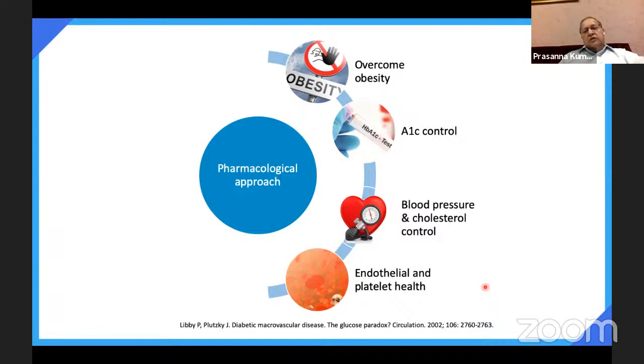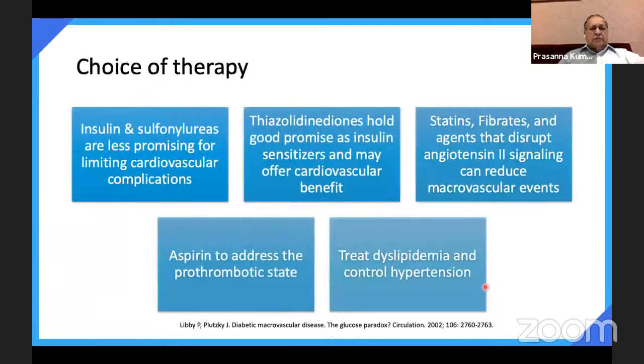As we know, there are clopidogrel and aspirin, many drugs which will preserve the endothelial cell as such. We have many choices of therapy, whether insulin or sulfonylurea or the other ones which can reduce the complication as such. Insulin and sulfonylureas are less promising, whereas the SGLT2 inhibitors and GLP-1 analogs are more promising.